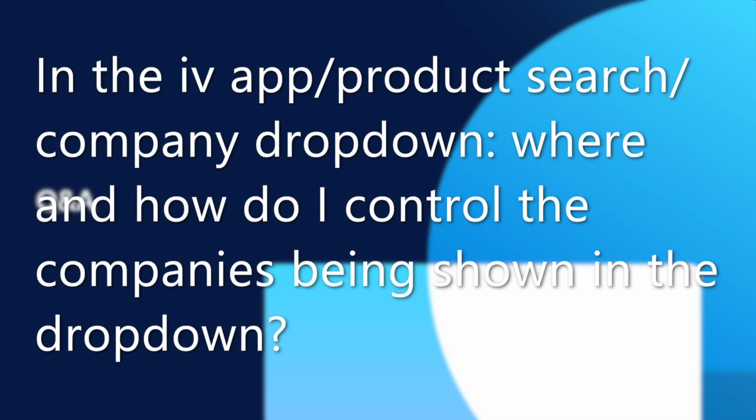The next question is: in the IV app or product search company drop-down, where and how do I control the companies being shown in the drop-down? I believe this question has something to do with security. In FNO, we have security roles and permissions to view certain companies and certain data. Do we have any kind of security framework as part of Dataverse or IV? Yeah, regarding security, actually, there is some work ongoing to design a security framework for inventory visibility.